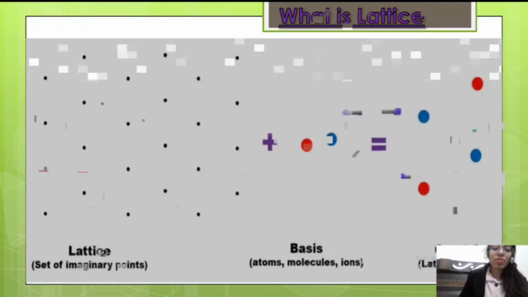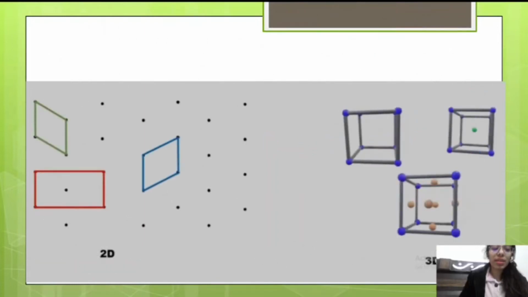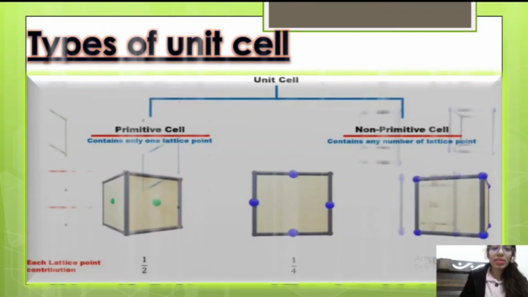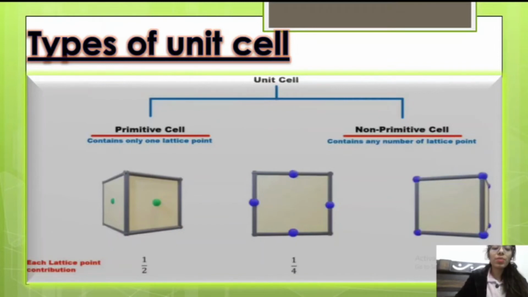This arrangement of atoms can be done in many ways. For example, as in this figure, the parallelogram in two-dimension forms a two-dimension unit cell, whereas a parallelepiped with vertices having lattice points in three-dimension forms a three-dimension unit cell. In this case, our unit cell is of two types. First one is primitive unit cell and another is non-primitive unit cell.